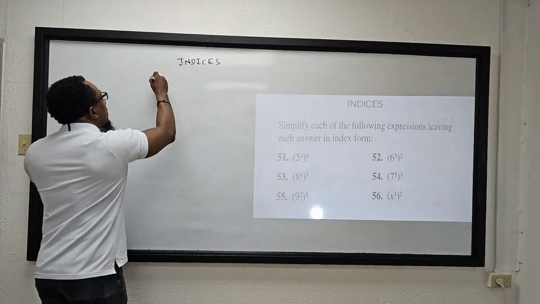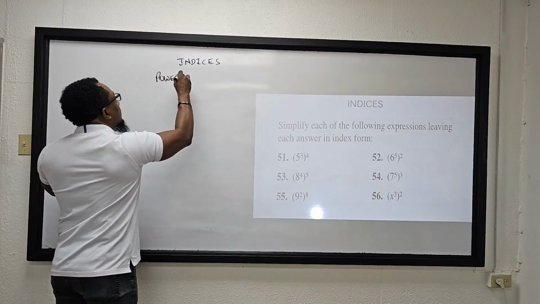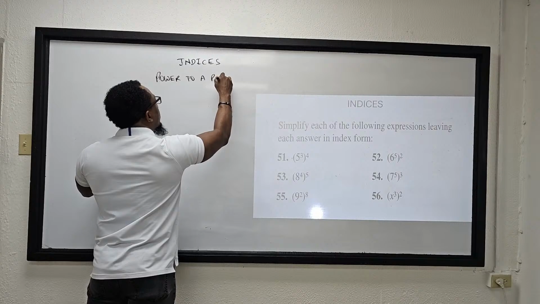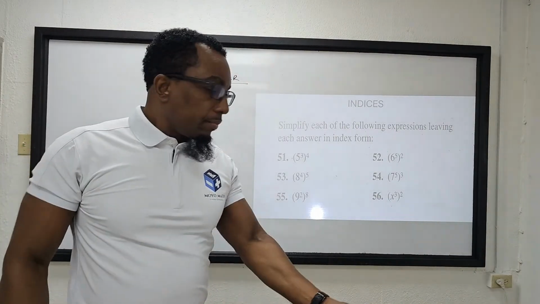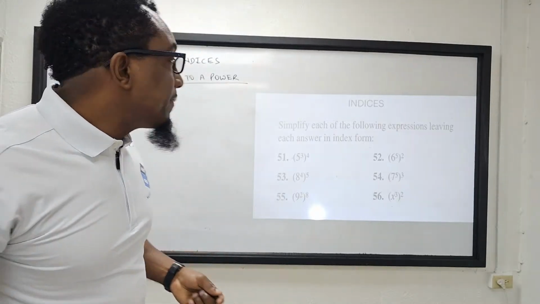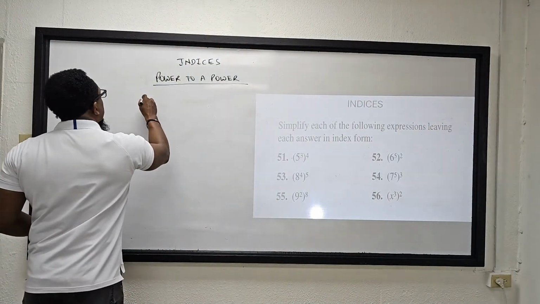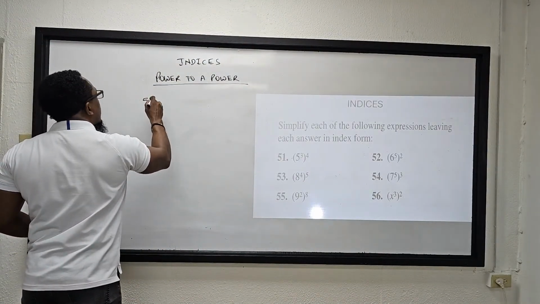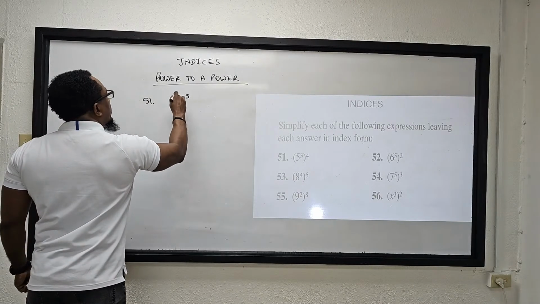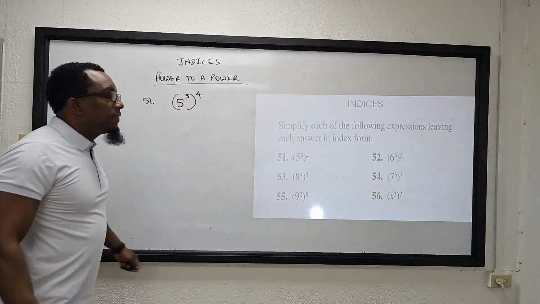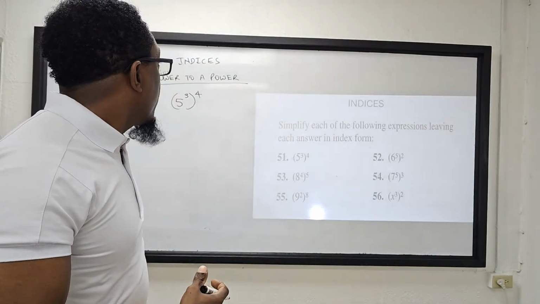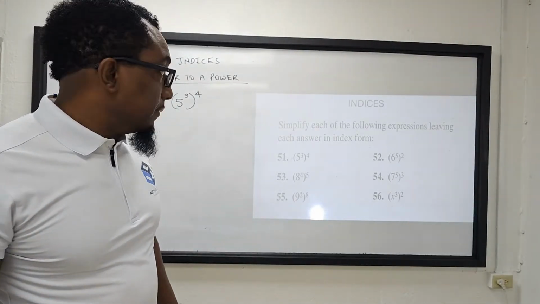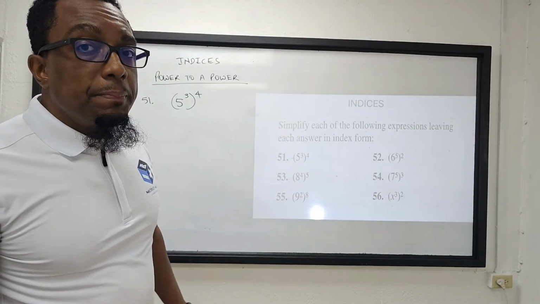So the rule of power to a power. Again, I'm just doing 2. If I have 51, I have 5 to the power 3, all to the power 4. This is power to a power, where I'm taking the power outside and I'm going to multiply by the power within. That's simply power to a power.